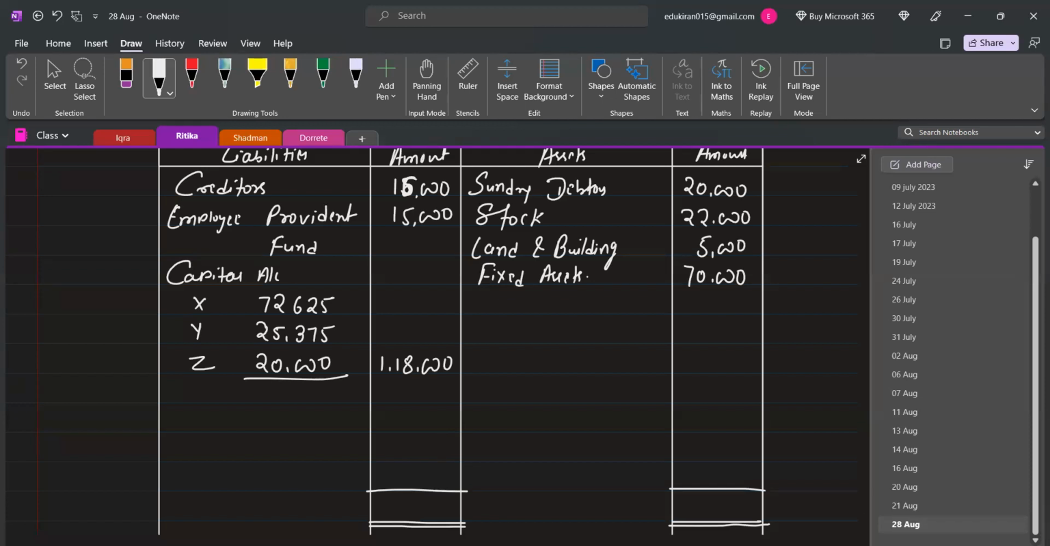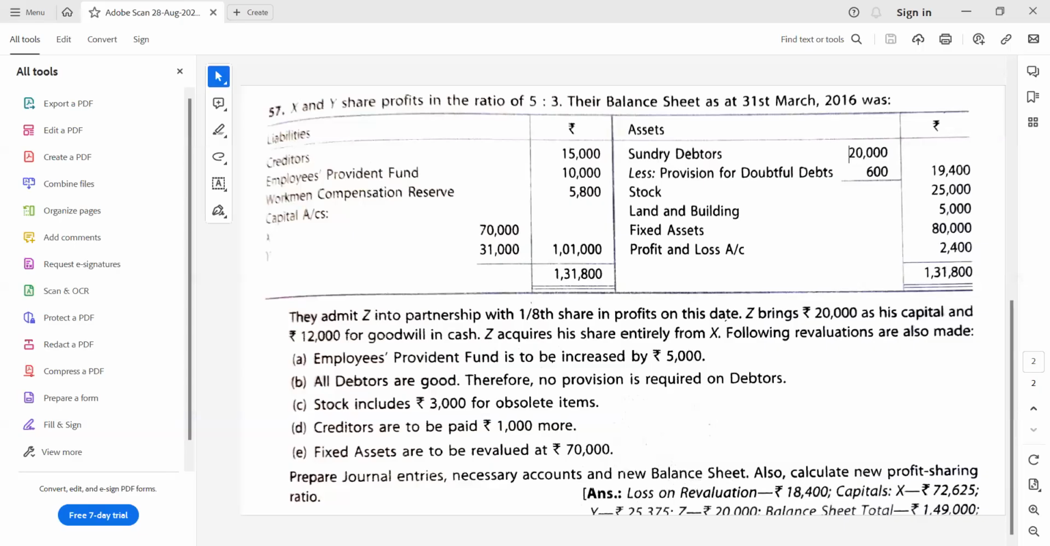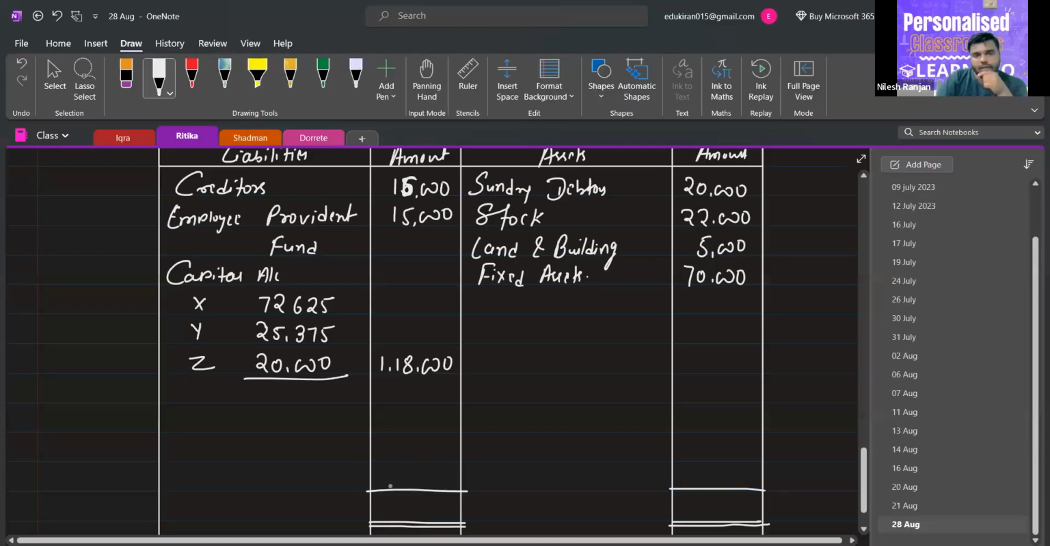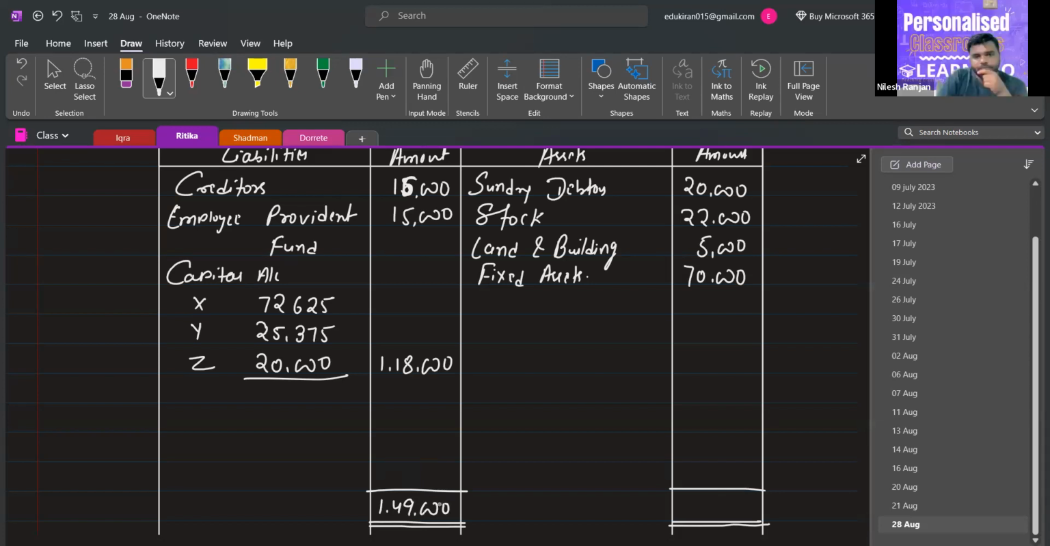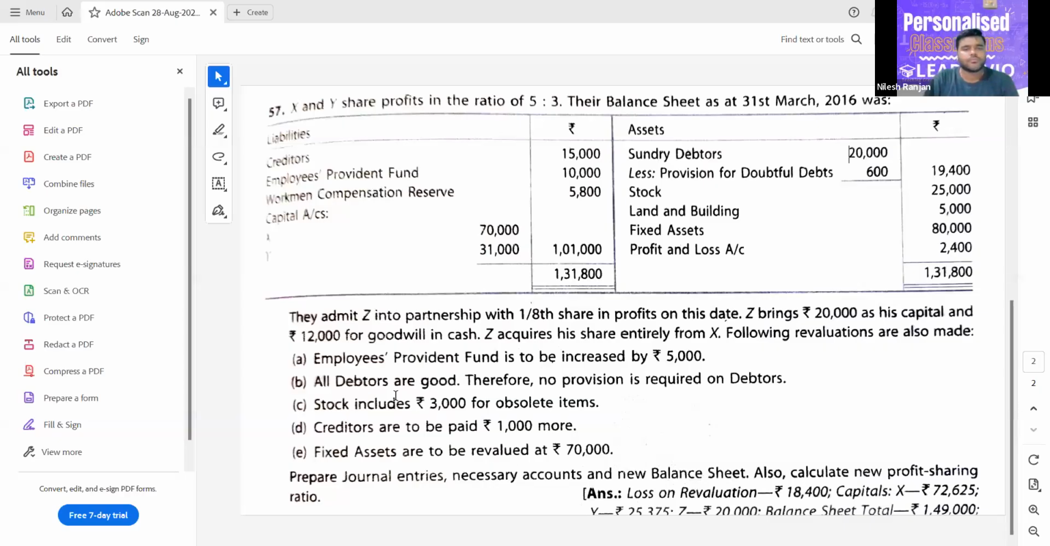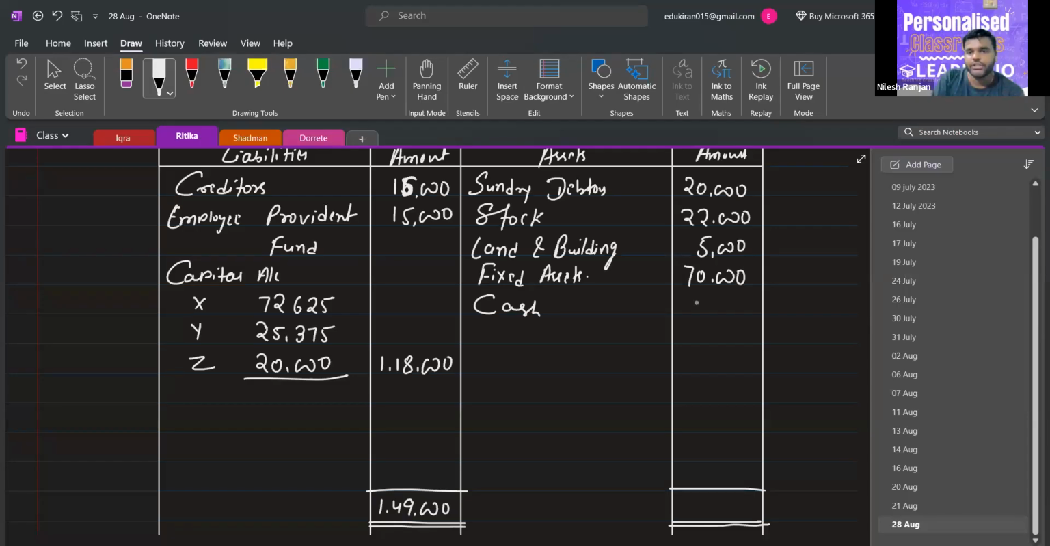So this capital, capital and goodwill. Is there anything other than these two? They admit Jet into partnership, and Jet brings 20,000 as capital and 12,000 for goodwill. There is nothing about cash other than these two items. Only these two items are written in our balance sheet. 32,000.